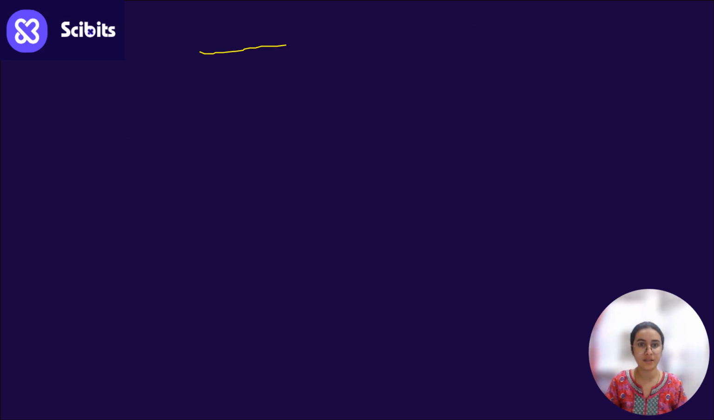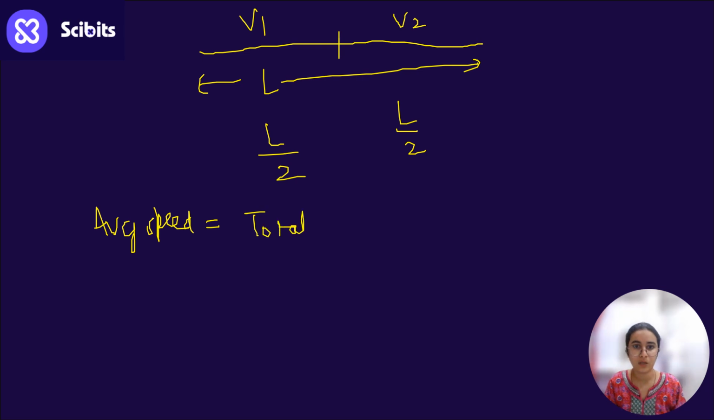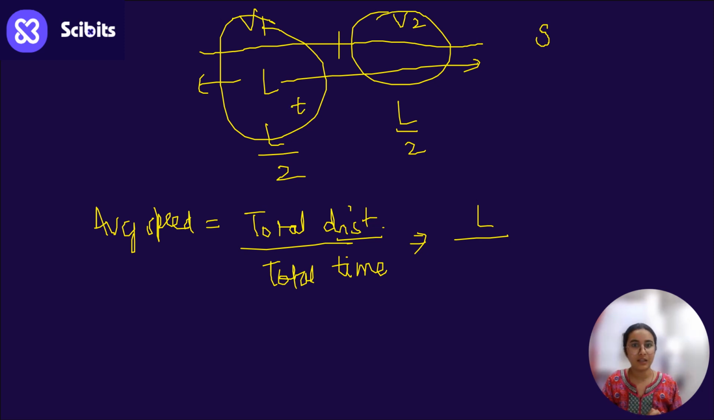So it says the total distance is L, and the person covered L by 2, that is a half distance, with the speed V1, right? And the other half with speed V2. That is L by 2 distance again. So what was the formula for average speed? It was total distance upon total time, right? So total distance is L. Total time, how do we calculate total time? It will be time taken to cover this half distance and time taken to cover the other half distance, which is T1 and T2, so T1 plus T2 is the total time.